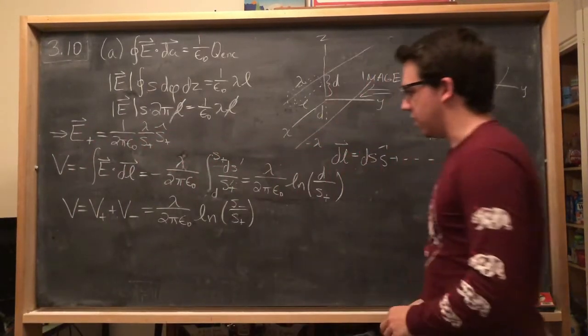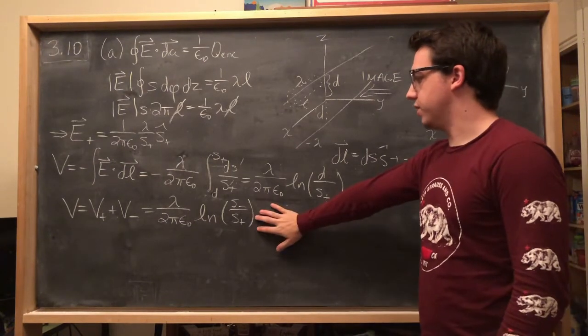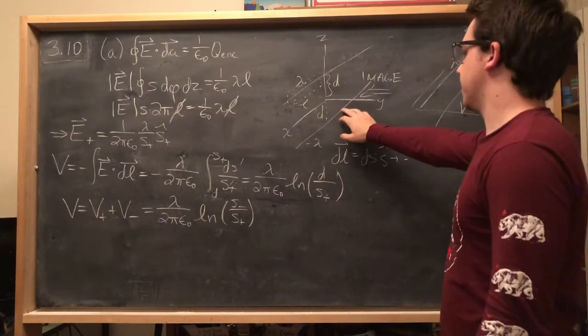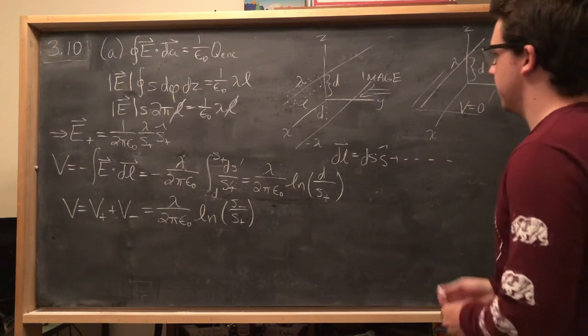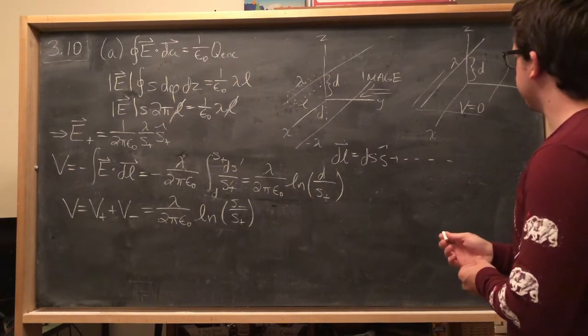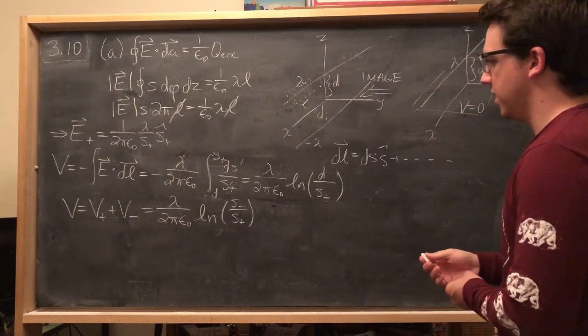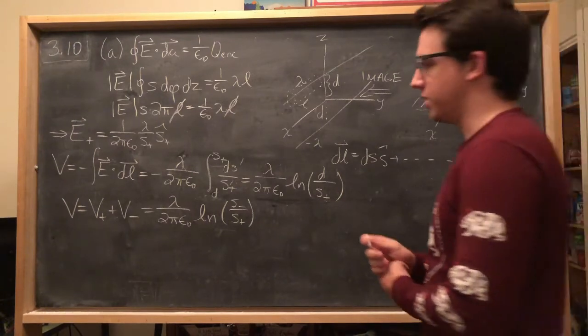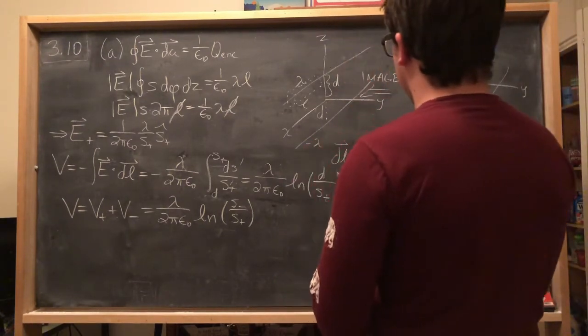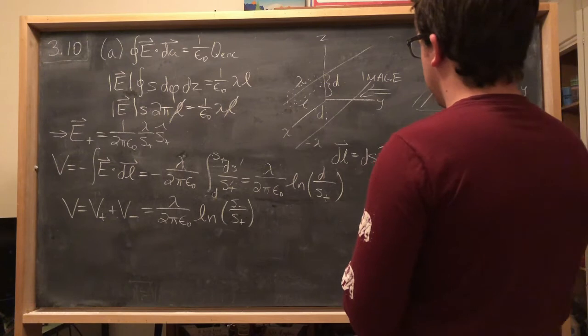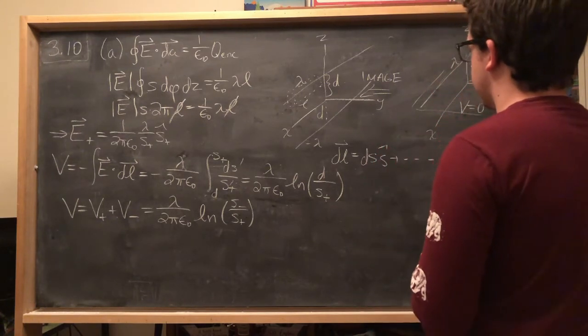Now all that remains for us is just to put this into generalized coordinates, i.e. we could get this in Cartesian coordinates. So how are we going to get s minus and s plus into Cartesian coordinates?